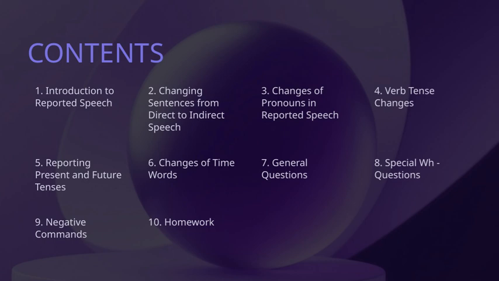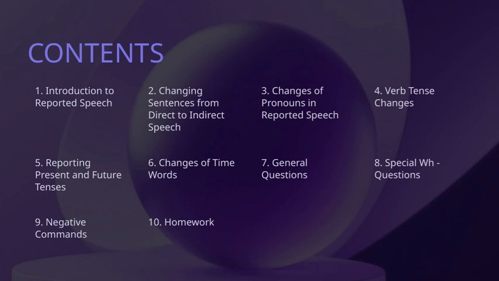Next, we'll cover general questions, which are the yes-no type, and how they transform in reported speech. We'll also examine changes of pronouns, because when reporting someone's words, pronouns often need to be adjusted to match the perspective. There's a section on changing sentences from direct to indirect speech, which ties everything together, showing the overall process. We'll look at reporting present and future tenses, since these often change when relayed.